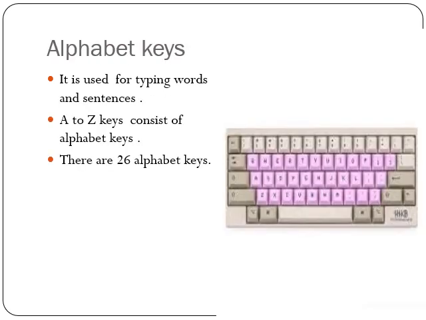Now we will learn about alphabet keys. These keys are used to write our words, letters and sentences. The keys A to Z are called our alphabet keys, and there are 26 alphabet keys on the computer keyboard. In English we have learned about alphabets A to Z. The same way, A to Z alphabet keys are there on the keyboard, which makes it possible to type letters, words and sentences on the computer.